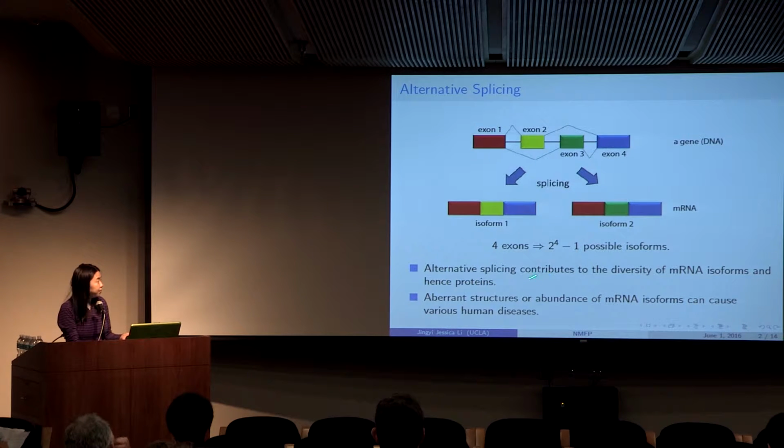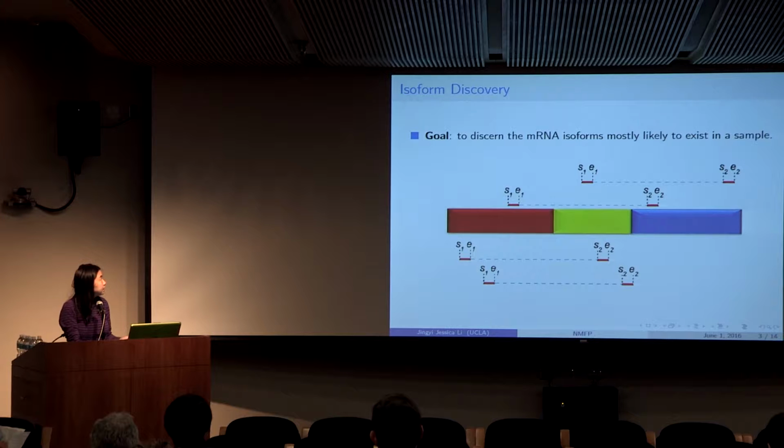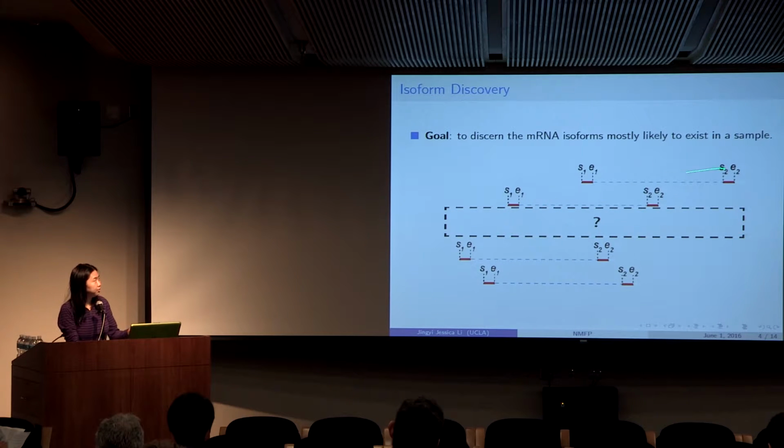And alternative splicing is very important because it contributes to the diversity of mRNA isoforms and hence proteins. And also aberrant structures or abundance of mRNA isoforms can cause various human diseases. So the goal for isoform discovery is that, assuming this is the underlying true isoform, and these are the paired-end RNA-seq reads generated from this isoform, the goal is to discover this isoform from your RNA-seq reads, because isoform information is not known for new isoforms. Although we know some of them in annotations, for the new ones, we do not know their structure. We only observe the reads. So the question is, how can we discover the isoforms?